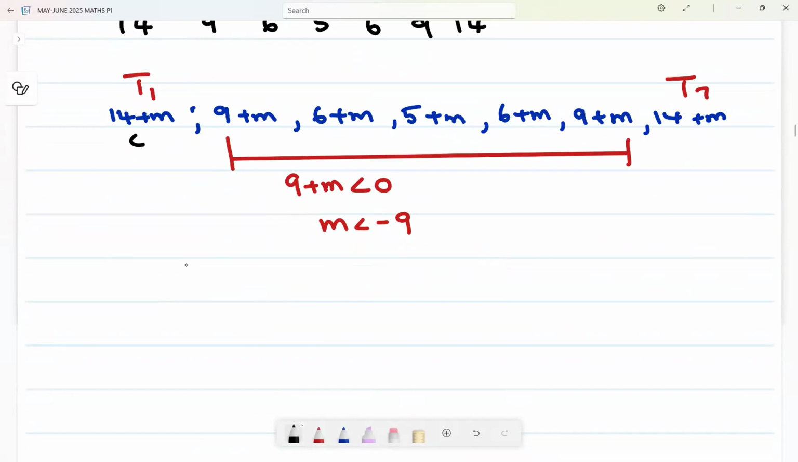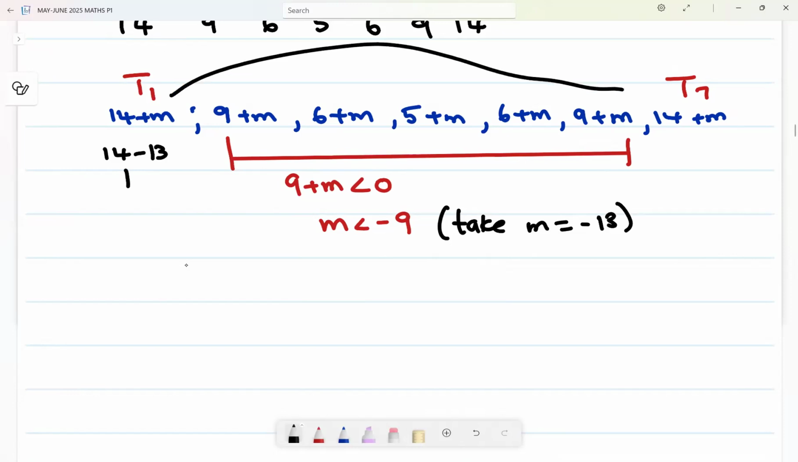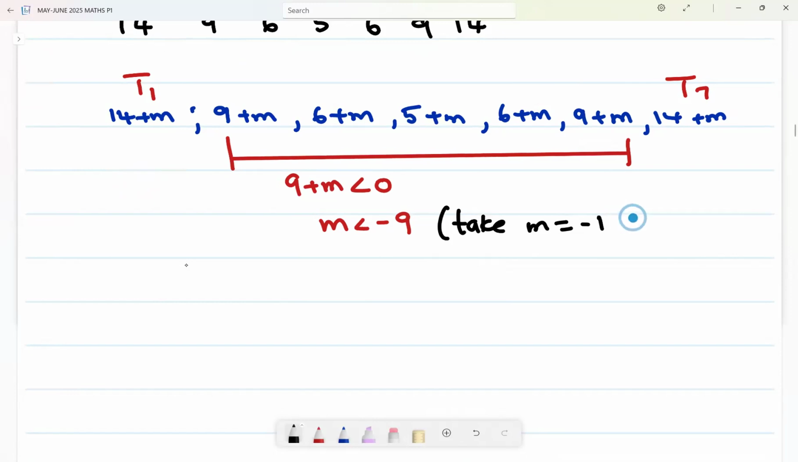It means we need this one to be 0 or positive. So we can continue with a value less than negative 9. Let's say we take m as negative 13. If it becomes negative 13, it's going to be 14 minus 13. Okay? So it's going to be 1. It's still positive. Remember, this value and that value is still the same thing, guys. So I'm going to focus on one side. It's 1. Okay? If I take m as negative 14, it's going to be what?